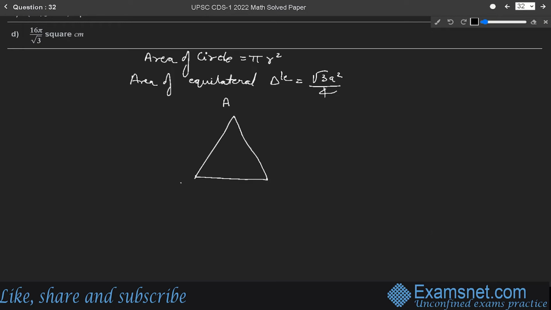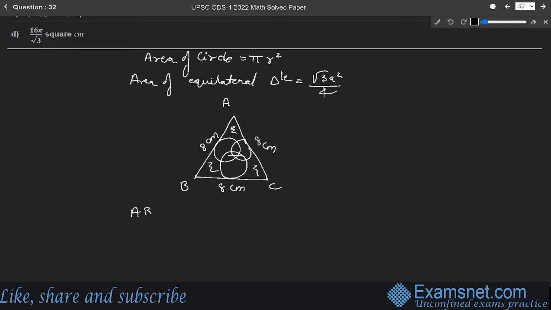This is A, B and C, and there are 3 circles. So this is the first circle, this is the second circle, and let this be the third circle, and the remaining portion is the shaded portion. And from the figure we can say that AB is 8 centimeter, AC is 8 centimeter, and BC is also 8 centimeter.